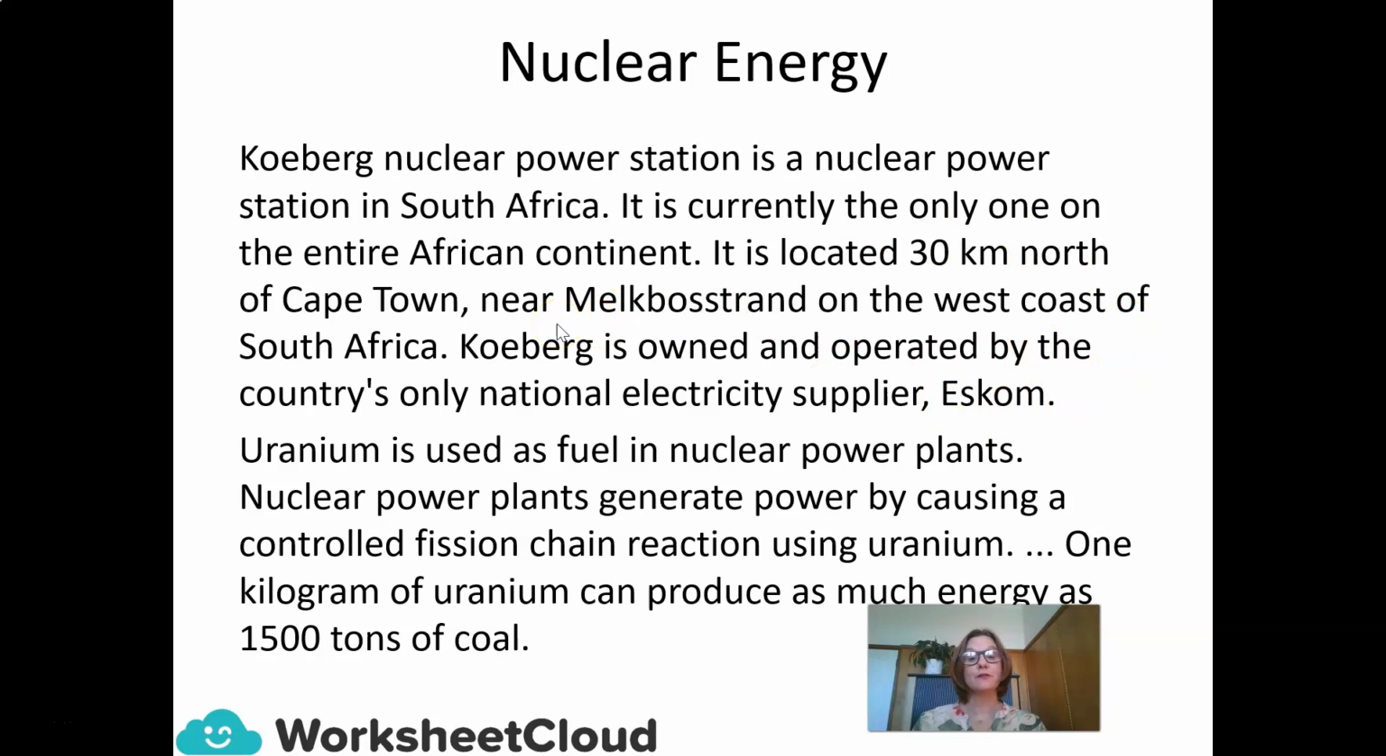Uranium is used as the fuel in a nuclear power plant, and nuclear power plants generate power by causing a controlled fission chain reaction using uranium. 1 kilogram of uranium can produce as much energy as 1,500 tons of coal. That is quite a huge amount.